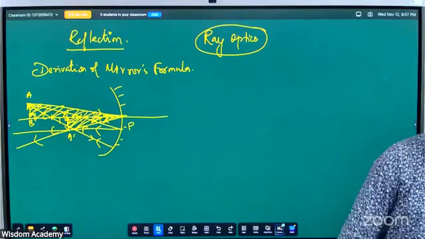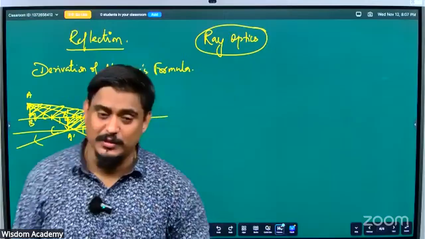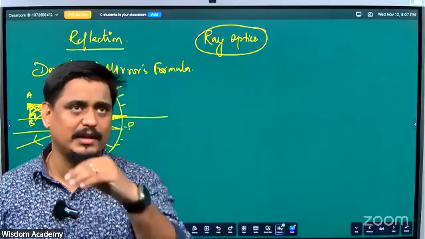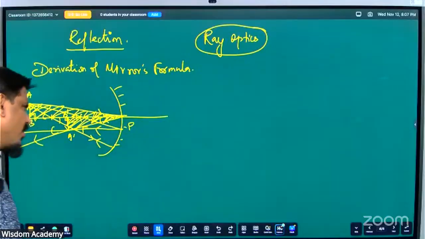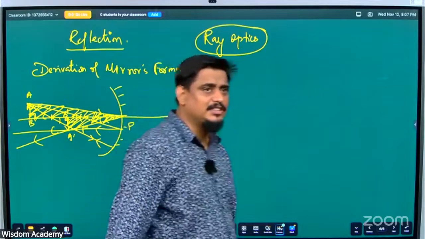One step more you should remember. In one step, we are going to divide by UVR. Don't forget this step: dividing all the terms by UVR. When you do that, you will get the mirror formula, also the magnification formula. This is the first important thing in this chapter.